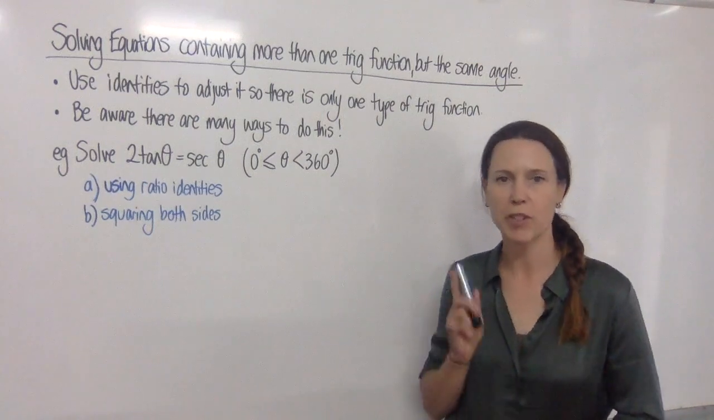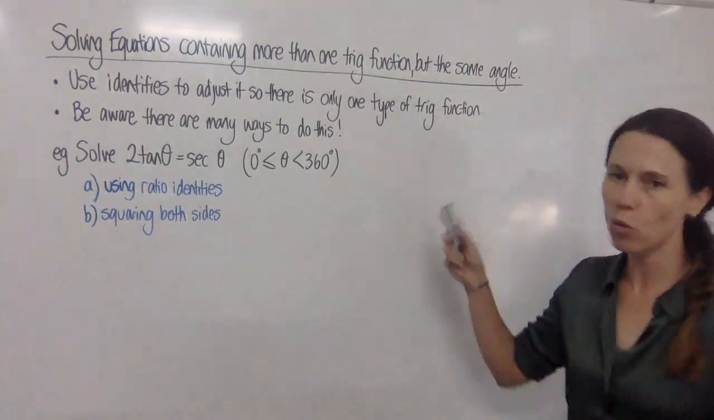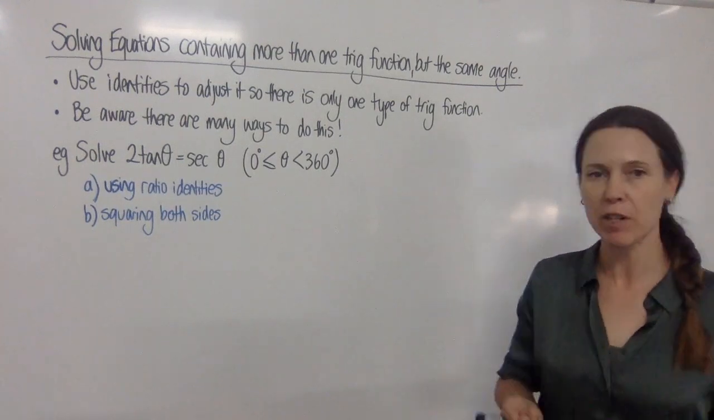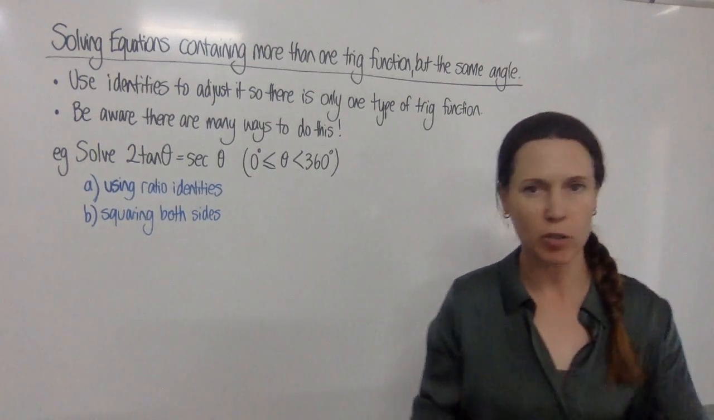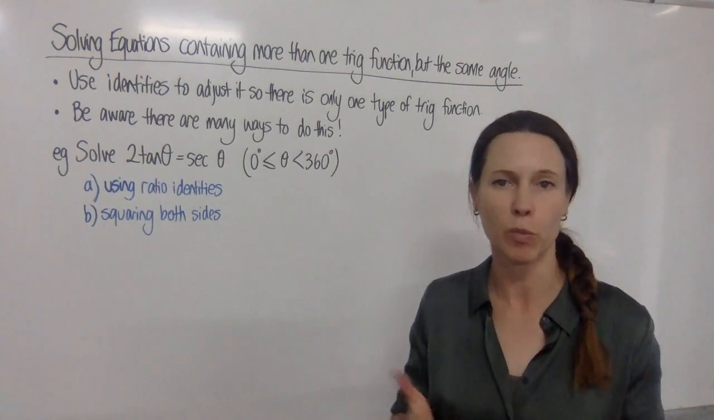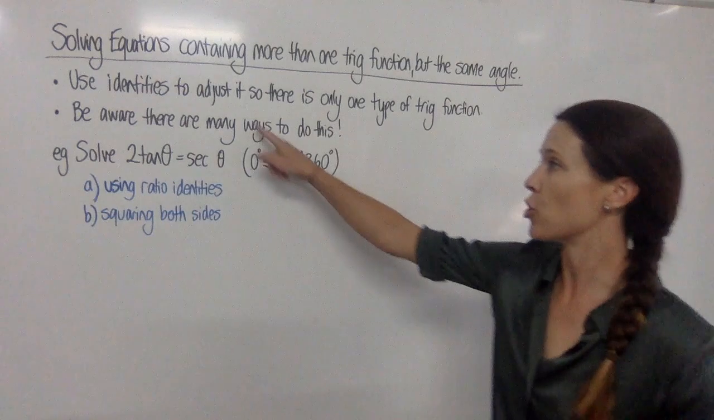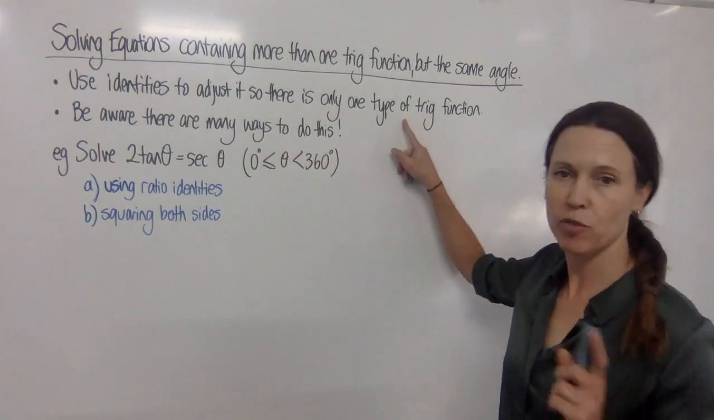In this video, we're going to solve trig equations that have more than one trig function, but the same angle. Now, by more than one trig function, what I mean is it might have sine and cos, or tan and sec, or whatever. Your main strategy is to use your identities to adjust it so that there's only one type of trig function in it.